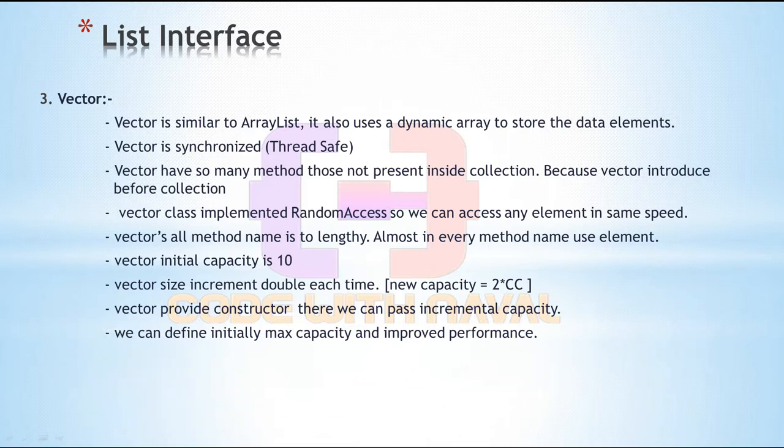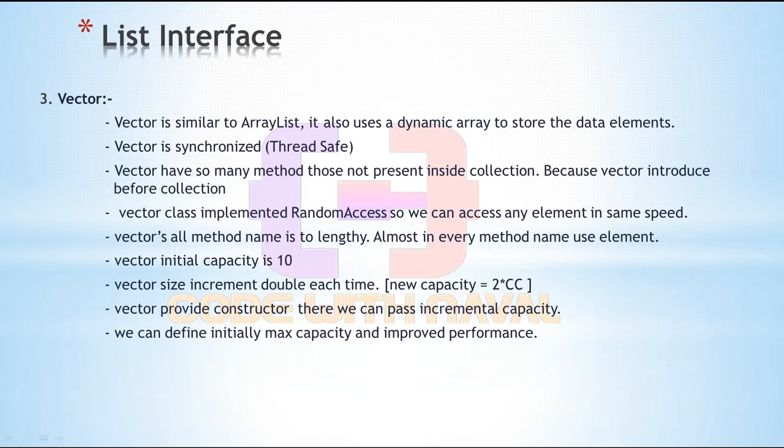Vector has so many methods that are not present inside the Collection interface, because Vector was introduced before Collection. Vector was introduced in Java 1.0 and then Collection was introduced in Java 1.2. The Vector class implements RandomAccess, so we can access any element at the same speed. We already saw the RandomAccess interface in ArrayList. ArrayList also implements RandomAccess.